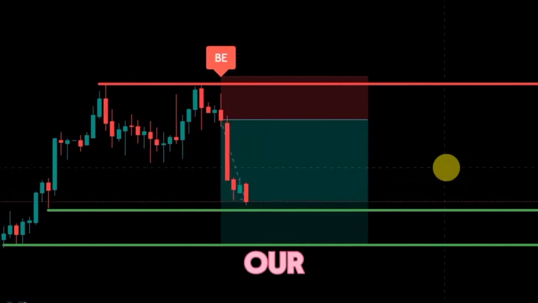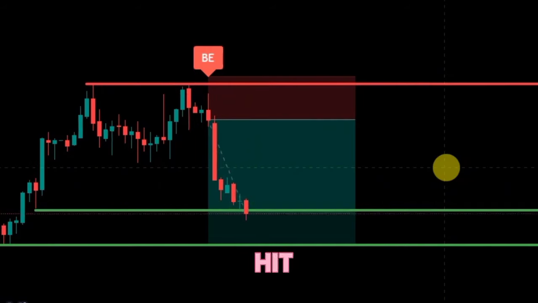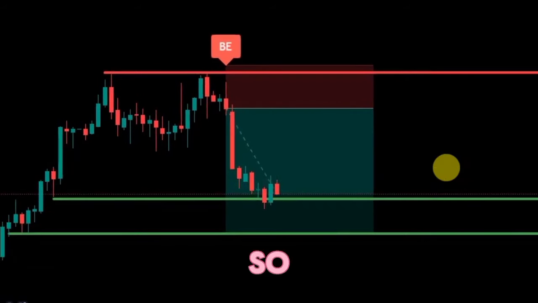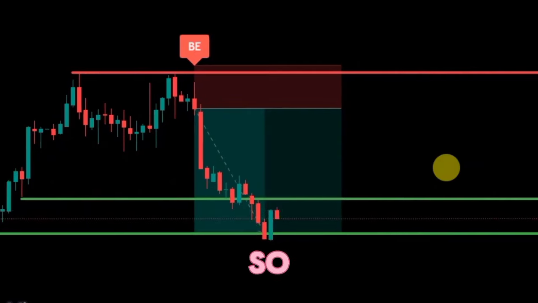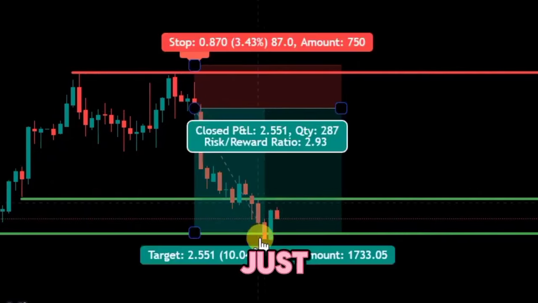Okay, we came close to our take profit one. We just got hit. Take profit one just got hit. So let's wait. Hopefully we should hit our take profit two as well. Good. So our take profit two just got smashed.